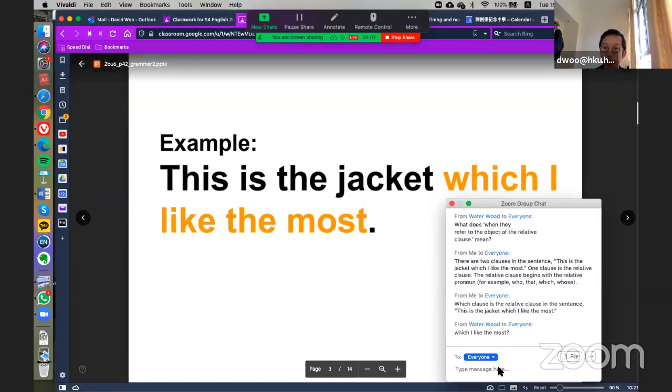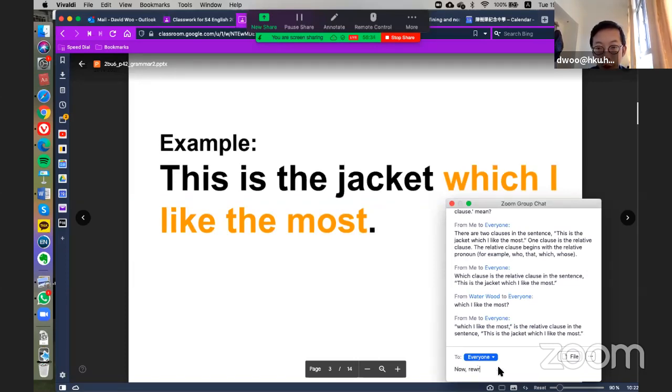Yes, Benson, that's great. Which I like the most. Which I like the most is the relative clause in the sentence. This is the jacket which I like the most.